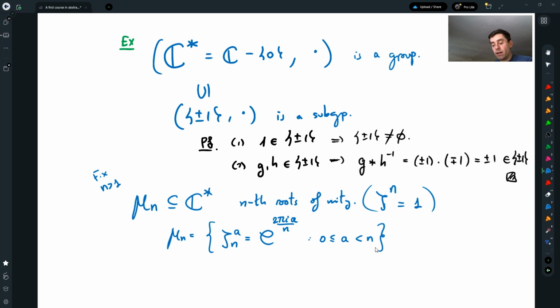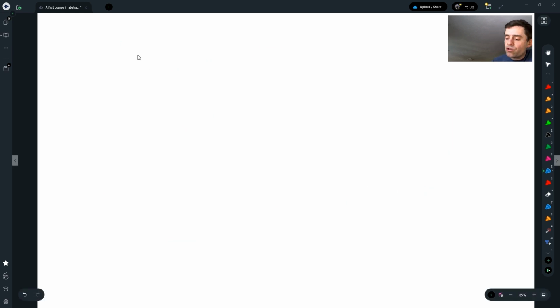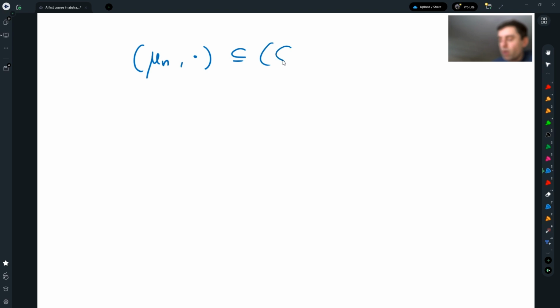So this is a subset of complex numbers, and let's see that they are actually a subgroup. So first of all, I'm going to try to show that the nth roots of unity under multiplication are a subgroup of the non-zero complex numbers under multiplication. This is a subgroup.